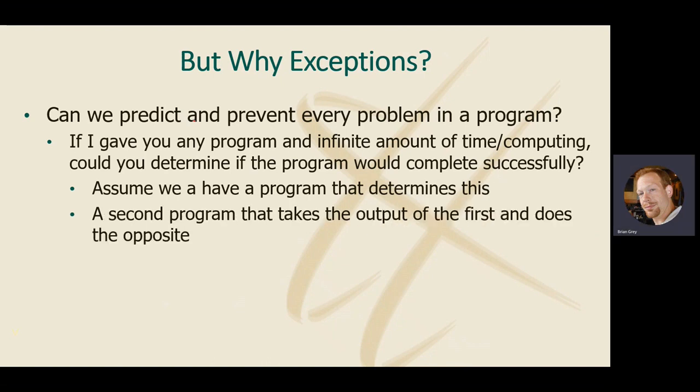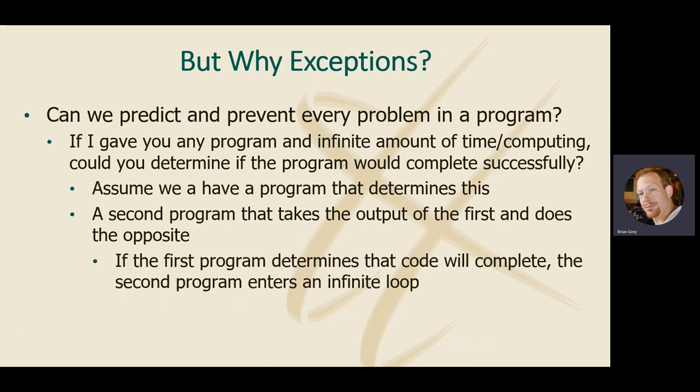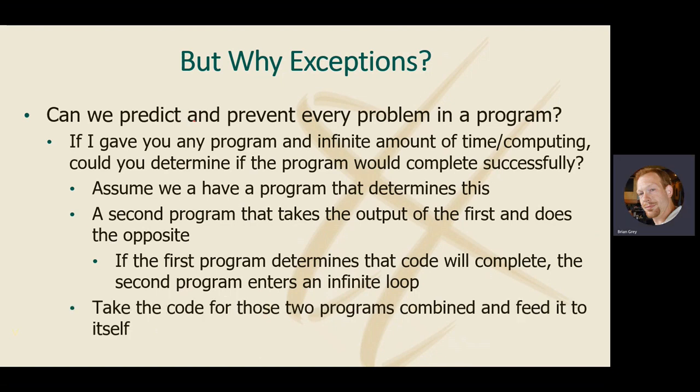And then a second program that takes the output from the first and does the opposite. So if the first program determines that the code will complete, the second program will enter an infinite loop. And if the first program determines that the code will not complete, the second program just quits and it's fine, okay? So we've got two programs, we're going to bundle them together into one program. And we're going to take the code from those two programs, write that combined program, and feed it into itself. So the question is, what will happen?